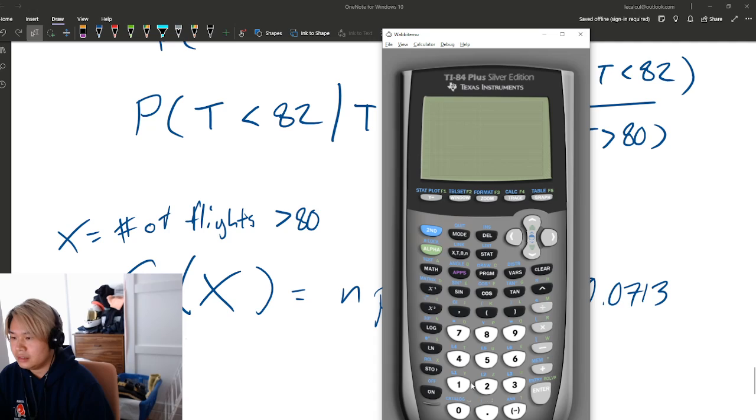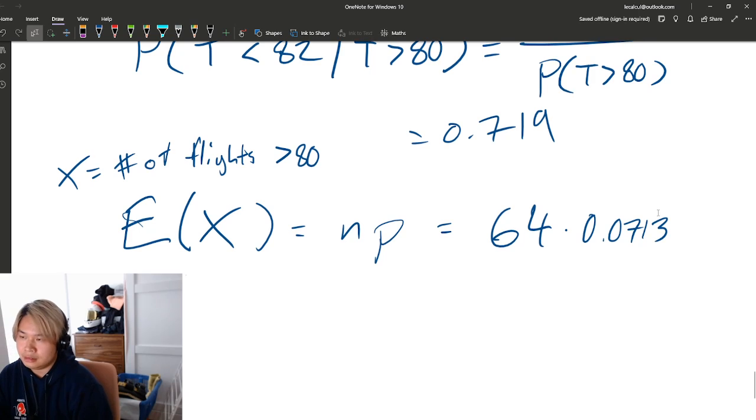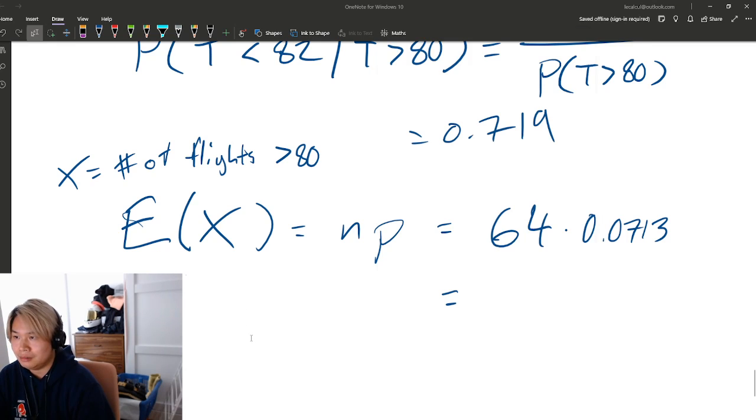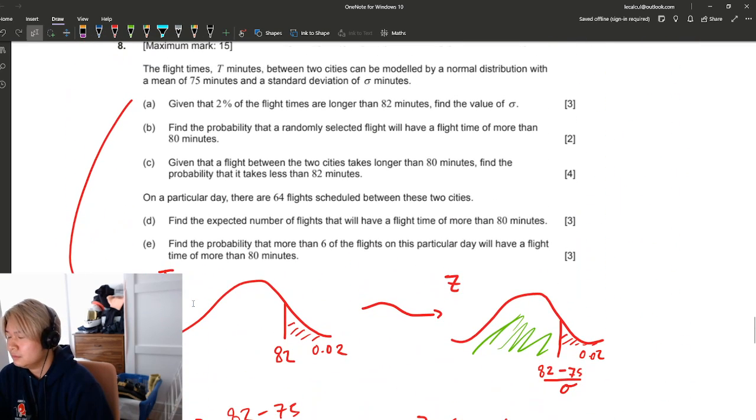Okay, clear it out. 64 times 0.0713. So you should expect this many flights to take more than 80 minutes. It's an expected value, so you don't need to round it, even though this x is counting the number of flights. It's an expected value, so we keep the decimals. You don't need to round it. At least I'm pretty sure.